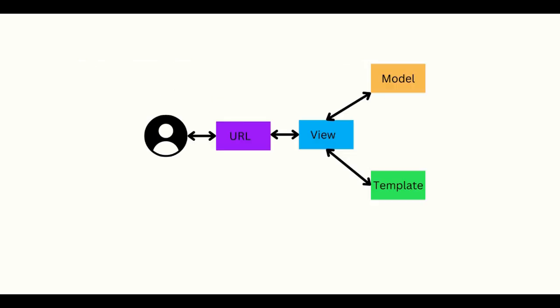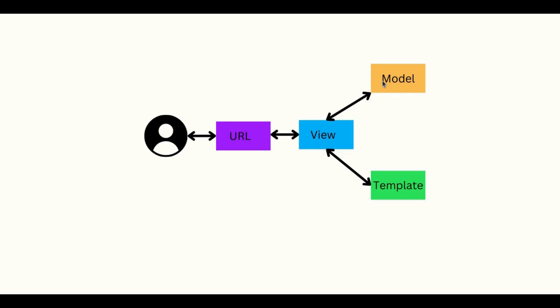First, there's a user who makes a request to a Django application, usually by navigating through a URL. In Django, there's a URL dispatcher which maps the URL to the appropriate view function or class-based view. This is defined in the urls.py file. The view function or the class-based view receives the request, interacts with the model to retrieve or modify data, and prepares a context for the template.